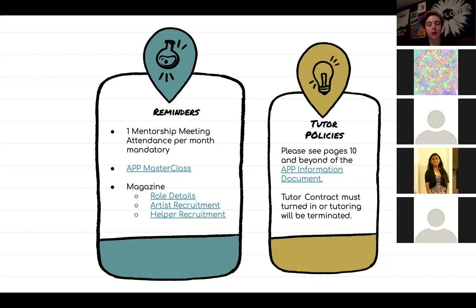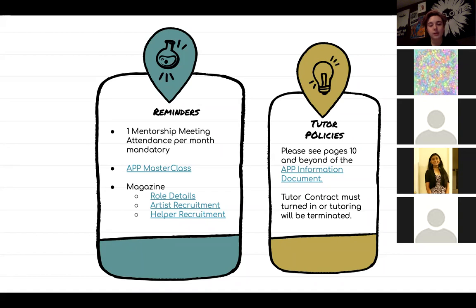And then in the presentation, you can sign up for the APP Masterclass, which has the details about that in there. And then we also have APP's new magazine that you can apply to work on. There's a document with all the role details. And for the most part, the main two categories is you can either be an artist or you can be a helper if you're not as artistically inclined or just choose not to work on that stuff.